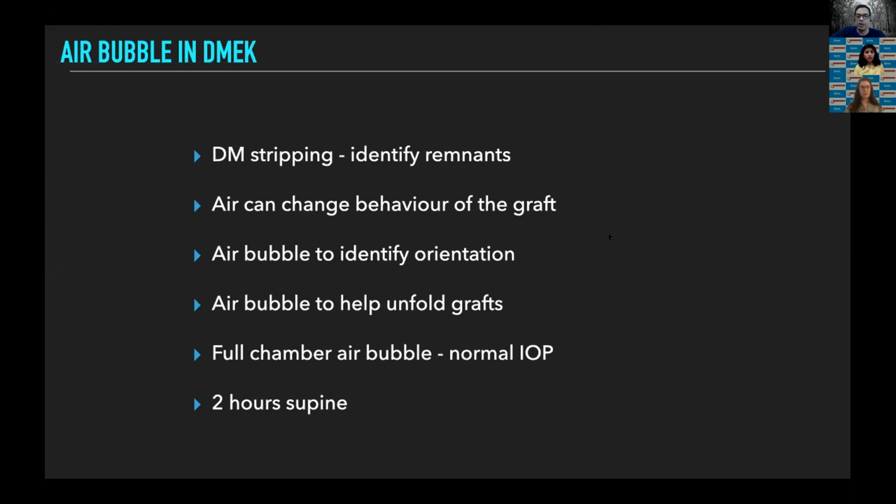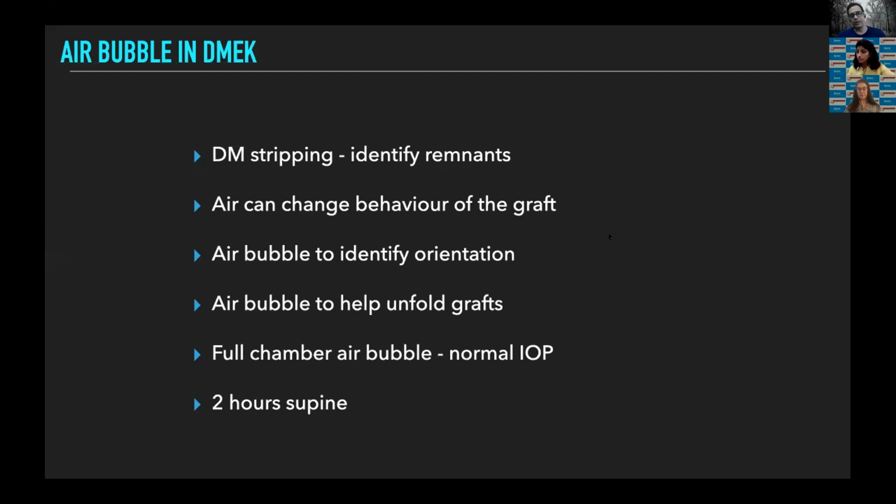You can use the air bubble to identify orientation by putting a small air bubble on top and moving the graft with the air bubble to ensure that it actually opens up. An air bubble can also help to unfold grafts that are tightly scrolled and also make sure that they hold grafts in place and don't allow them to move too much.